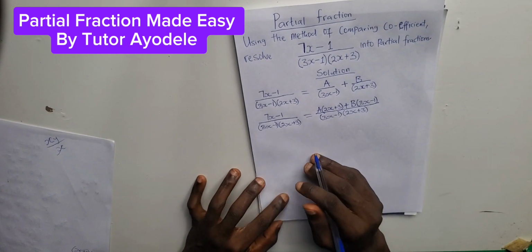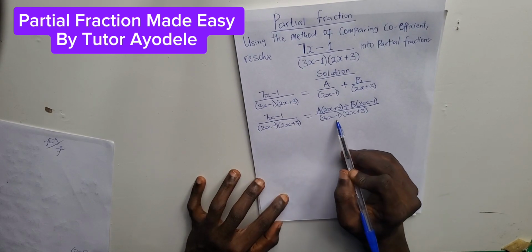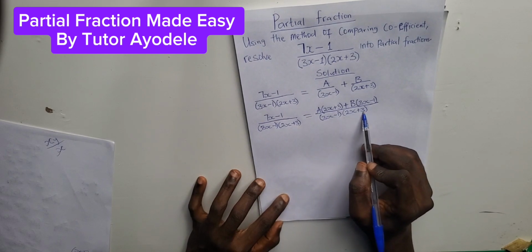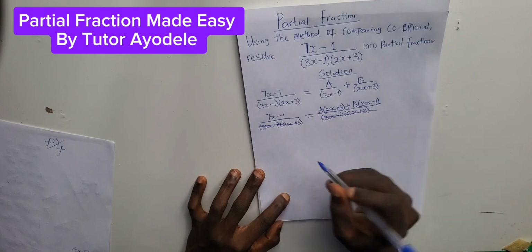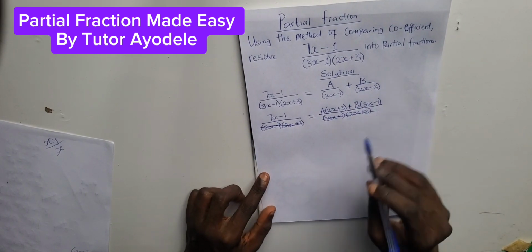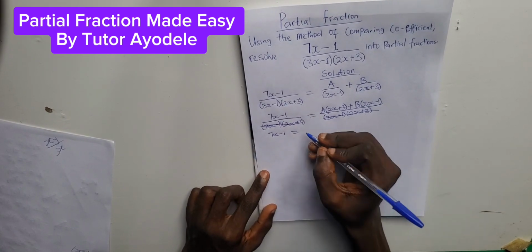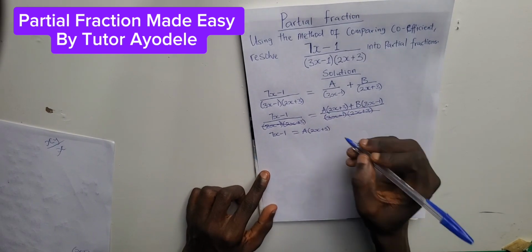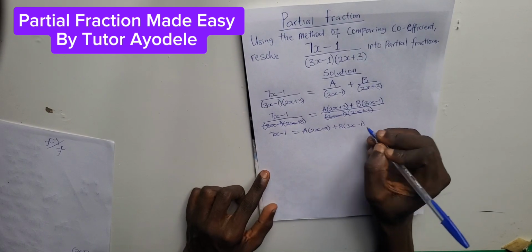If you look at this now, you will see that the denominator at the left hand side is equal to the denominator at the right hand side. So the denominator here will cancel this, and I'll be left with numerator at the left equals numerator at the right. That is 7x minus 1 equals A into bracket 2x plus 3, plus B into bracket 3x minus 1.